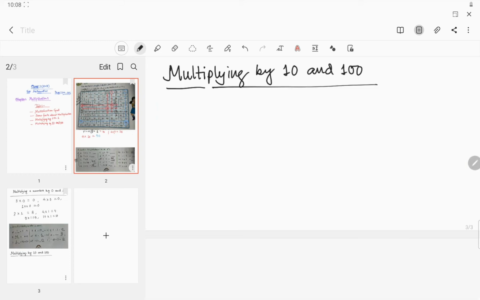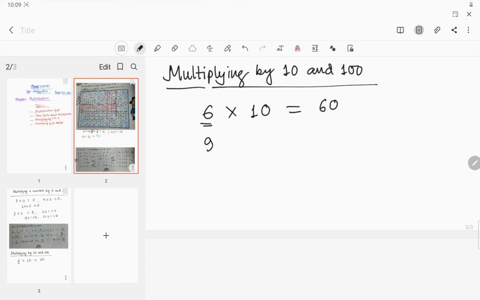Now we will learn multiplying by 10 and 100. When we multiply a number by 10, we have to put 0 at the end of the number to get the product. Suppose 6 into 10, right? So the product will be, put 0 at the end of the number. So 6 is the number, and put 0 only. How many zeros? 1 zero. Just put 0. So the answer will be 60. 6 tens are 60.